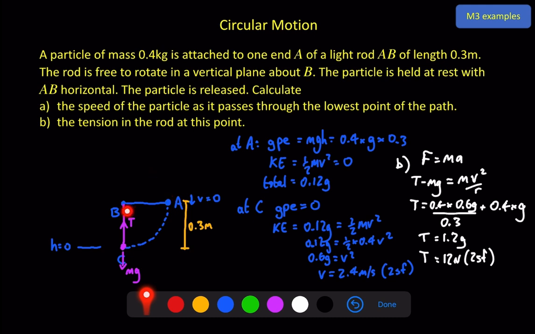So be aware of that. Tension will change as it goes around the circle, which was generally not the case in horizontal circles.